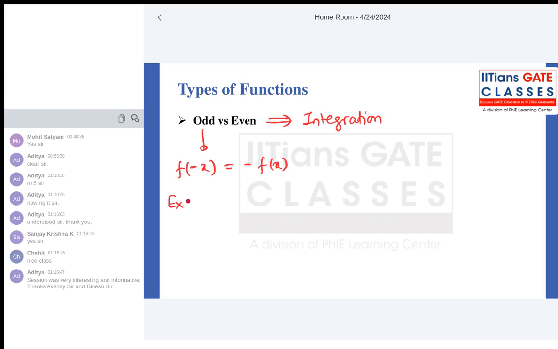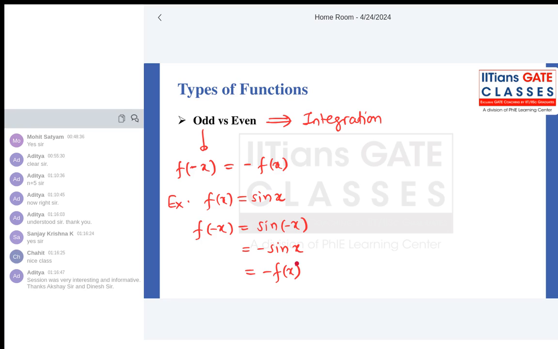For example, let's say I define a function as sin x, and if I replace x with minus x, what happens? f of minus x is sin of minus x, and we know that it is equal to minus sin x by definition of sin, and that is minus f of x. So sin x is a very famous odd function, and there are other odd functions also. You can take it as a homework and find out which commonly known functions are odd, because that helps in many cases.